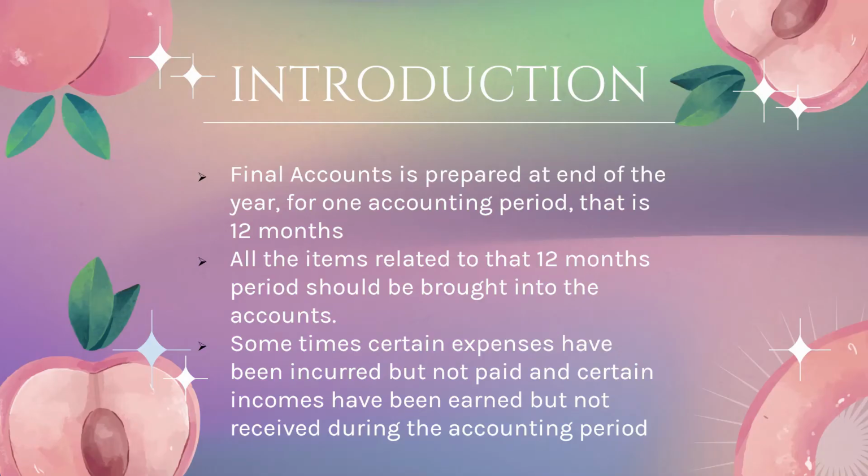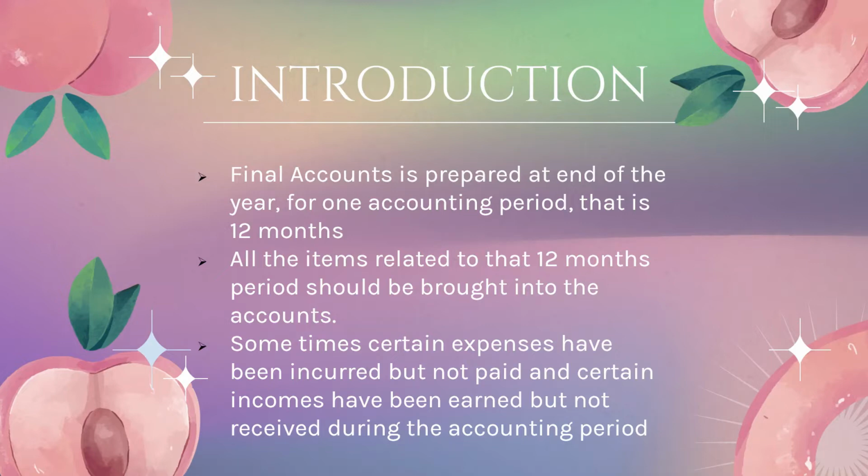First, we'll see that final accounts are prepared at the end of the year, that is for one accounting period, which has 12 months. So all the items related to that 12-month period should be brought into the accounts. Sometimes certain expenses have been incurred. Incurred means it has occurred, it happened, but it has not been paid. For example, salary. We have taken the services of the employees, but we have not paid the salary.